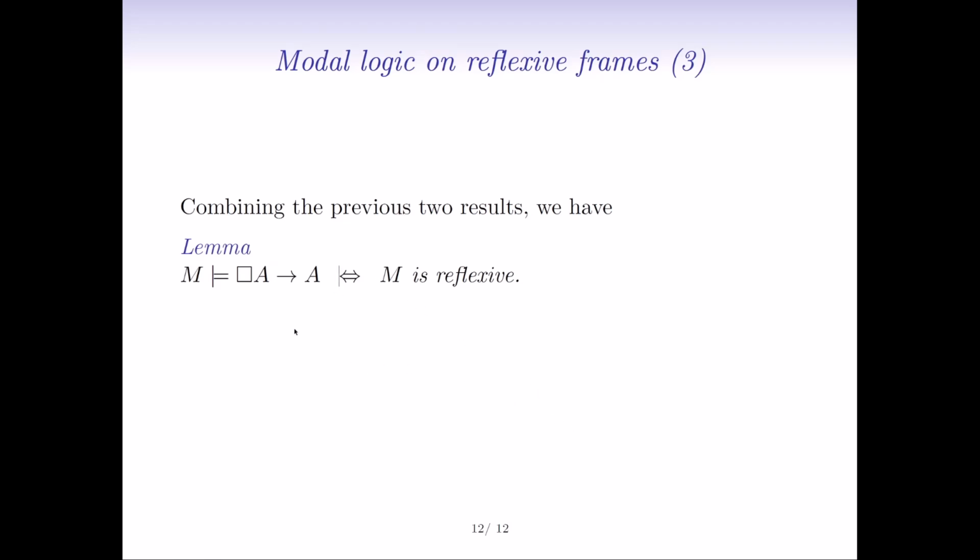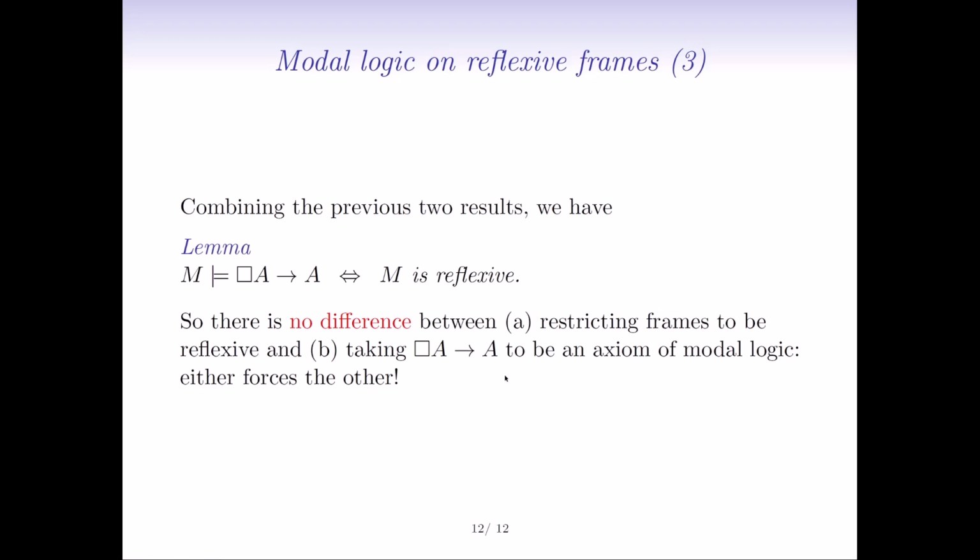So in other words, these two conditions, the validity of box A implies A, and the reflexivity of the frame M, are exactly the same thing. So there's no difference between doing the following two things. On the one hand, I could say, I don't want to consider arbitrary frames. I only want to consider frames that are reflexive. That's one way that I could change the logic.